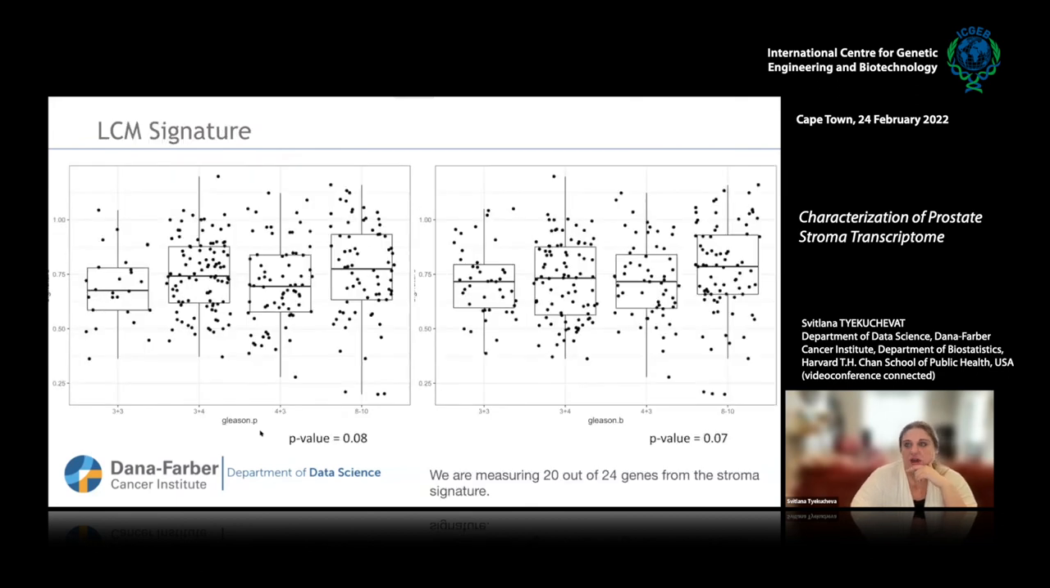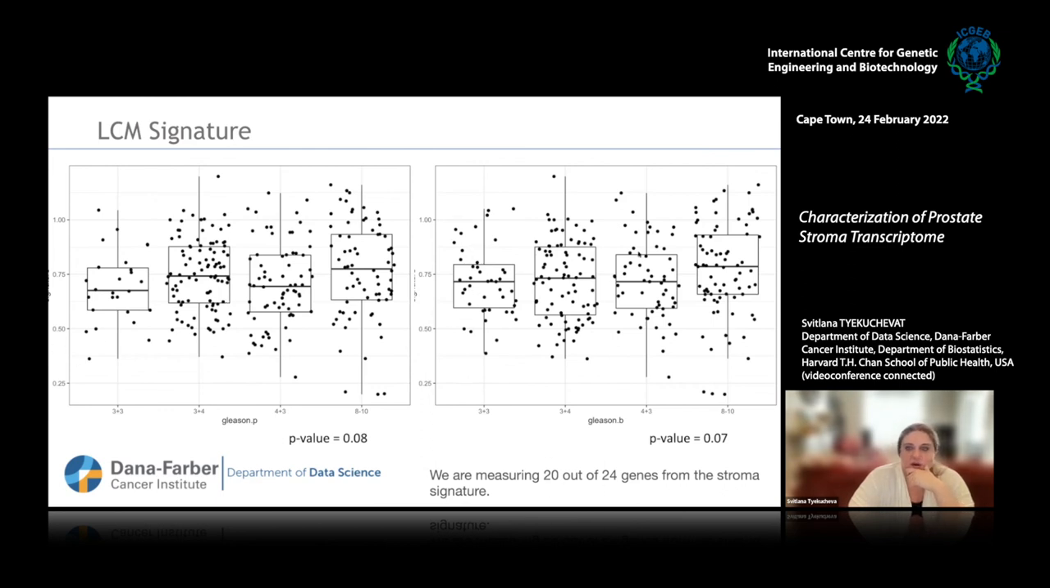We next looked at our LCM signature of 24 genes that we found in the LCM data. Out of 24 genes, we were able to find 20 genes in our data. We didn't observe the full transcriptome because we filtered out the genes that had very low expression, meaning that they were zero in most of the samples, which could be for different reasons, like RNA degradation and so on. So we observed only 20 of the genes.